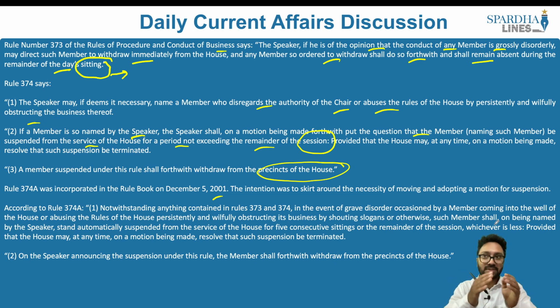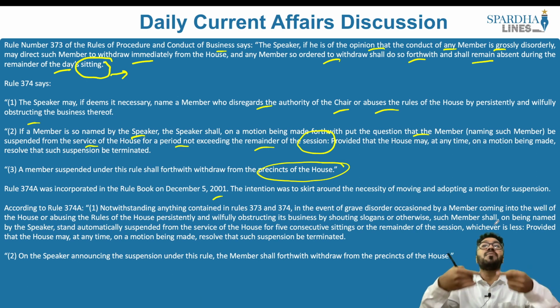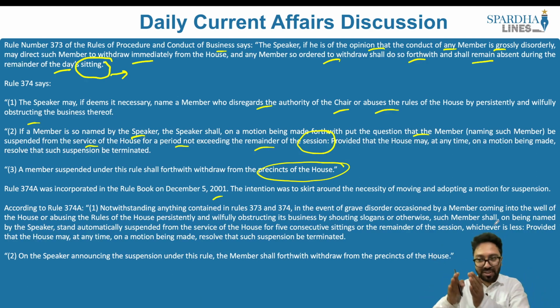So what is the maximum suspension period? It is the entire session. The session is basically the winter session, the monsoon session, or the budget session, and so on and so forth. So the minute the Speaker asks the member to withdraw, if he does not withdraw, he can be suspended for the rest of the period. Can the court intervene in this particular backdrop? No.